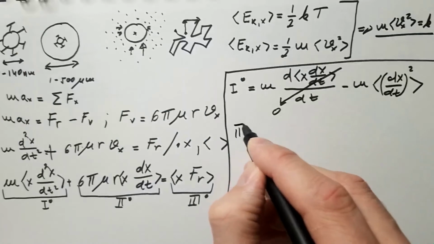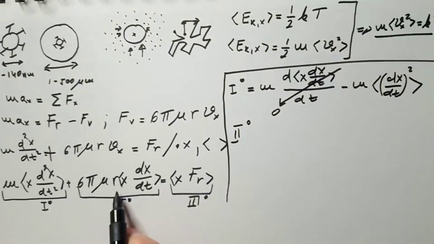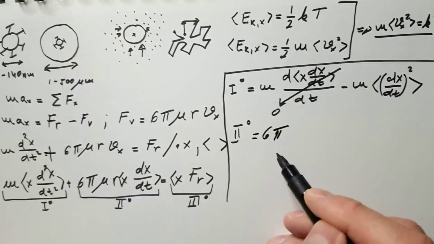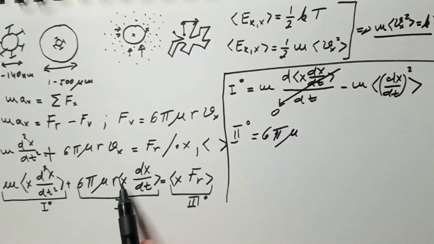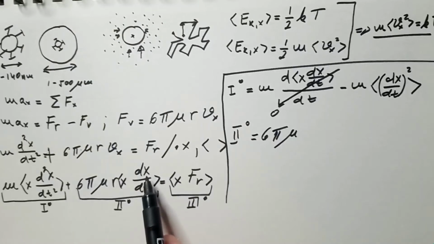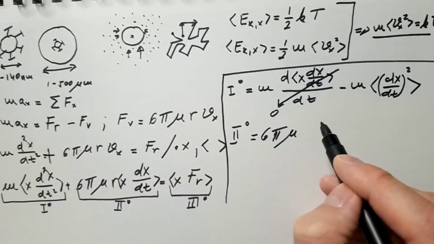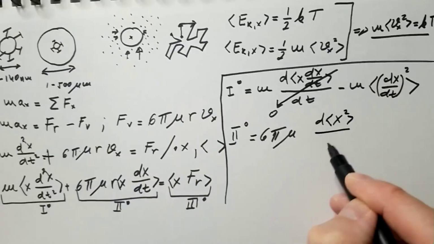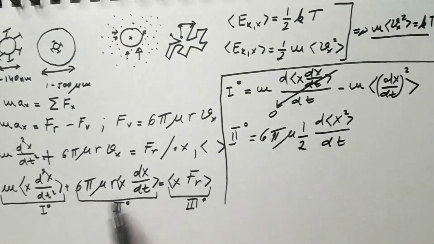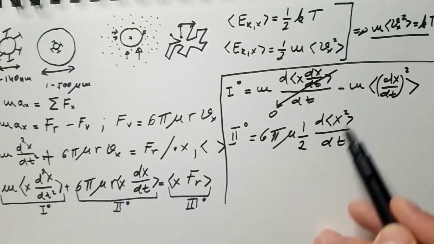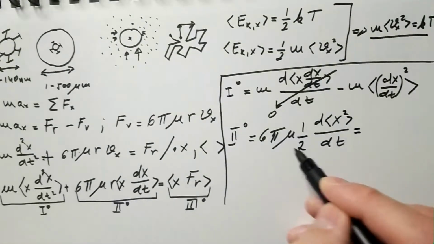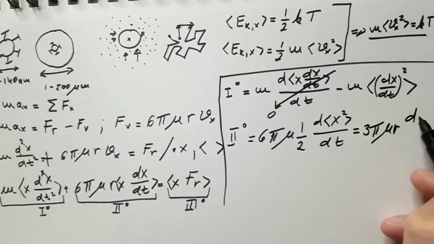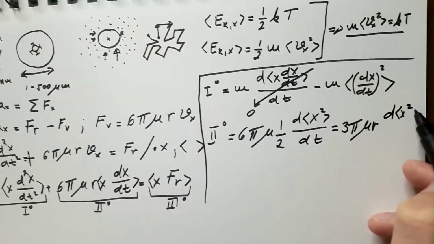Now, term number 2, that involves the Stokes force, I can rewrite it as 6 pi mu, and then I will move this x under the differentiation, and I will get d of x squared, but mean, so mean square displacement over dt, but I have to put here 1/2, because when I move x here, it gets squared, so I have to put a half here, which means this is simply equal to 3 pi mu r d mean x squared over dt.